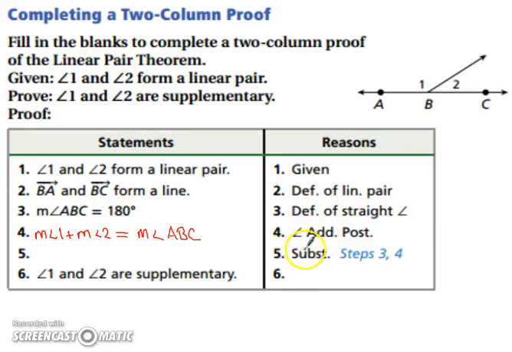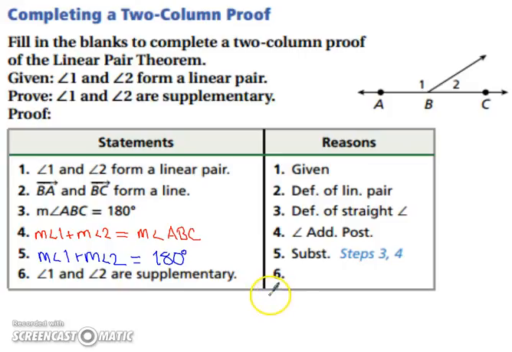Now we must use some substitution. Look at steps 3 and 4. Is there anything you can substitute out of 4 and replace it with something else? Well, the measure of ABC is equal to 180. So we can substitute the measure of angle ABC for 180 degrees. So we have the measure of angle 1 plus the measure of angle 2 equals 180 degrees.